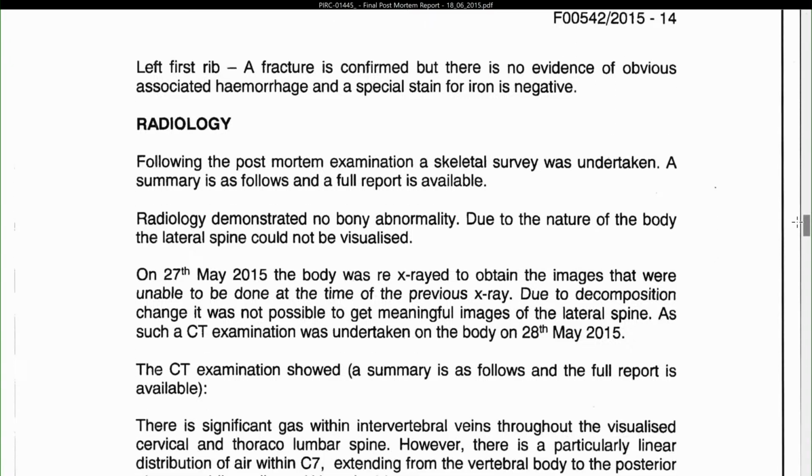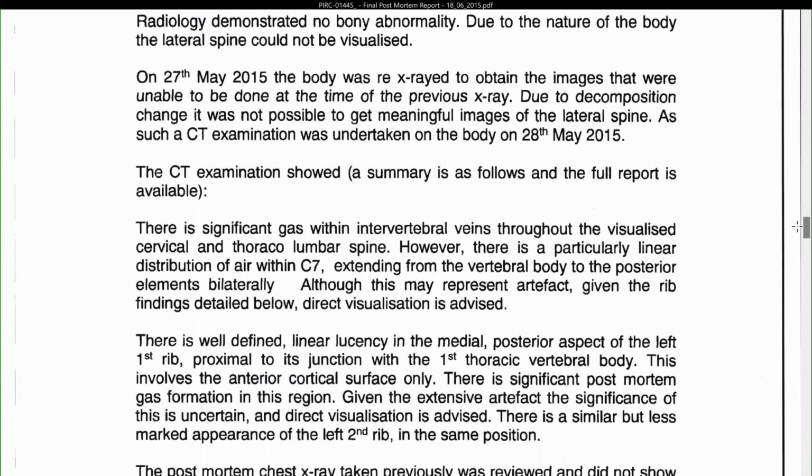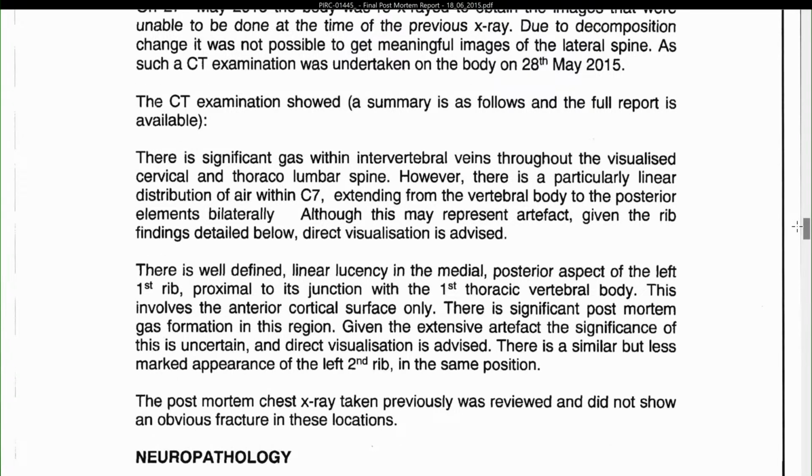Looking again, continuing to look at page 14, do we then see that you've detailed here the radiology, you've given the dates of the x-ray, you've commented on decomposition, and you've commented on the CT scan, which is the 28th of May. So we have those details here in your report. And you talk about direct visualization was advised in relation to that rib fracture. Underneath that you say, there is well-defined linear lucency in the medial posterior aspect of the left first rib. I wonder if you could explain that paragraph, please.